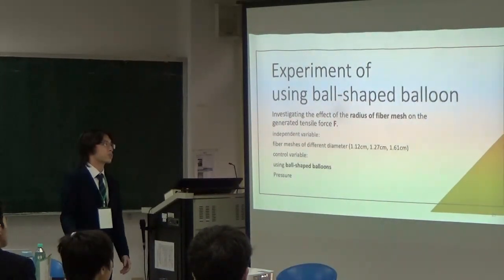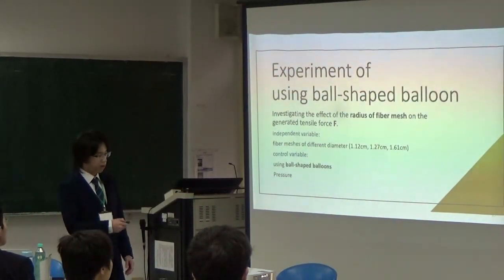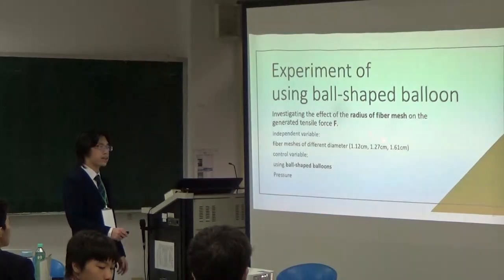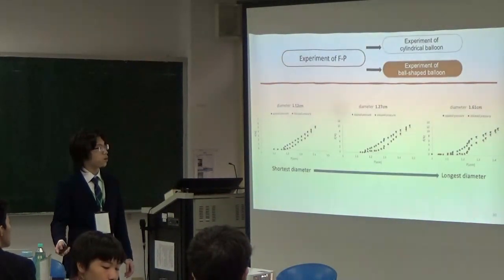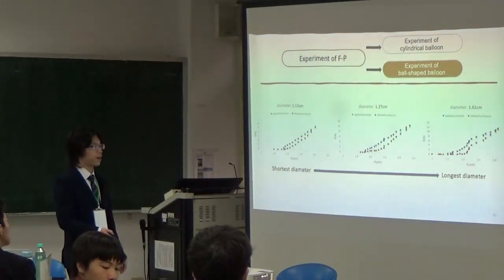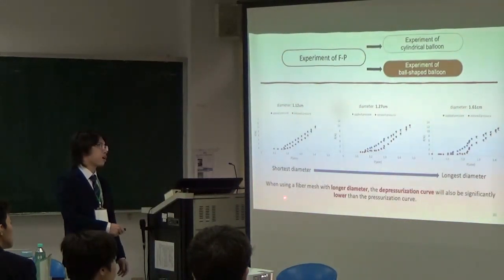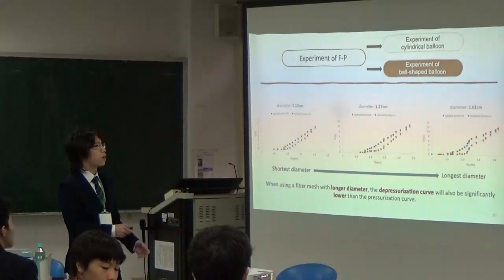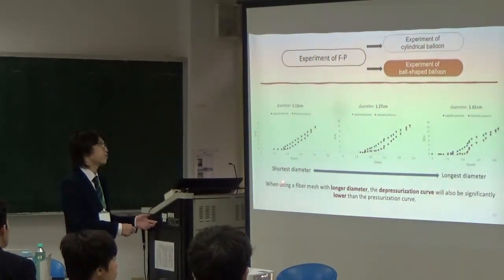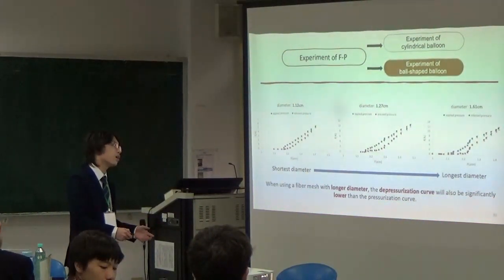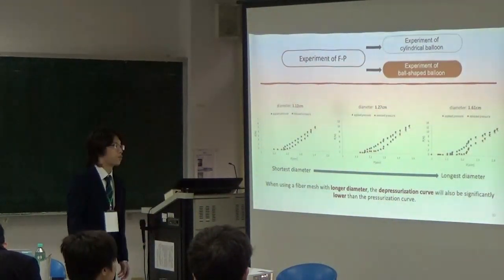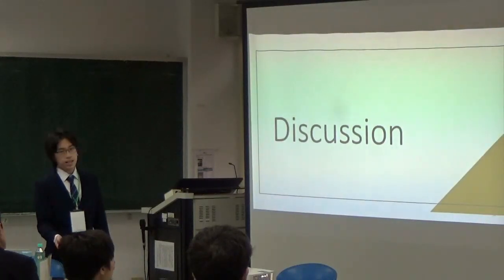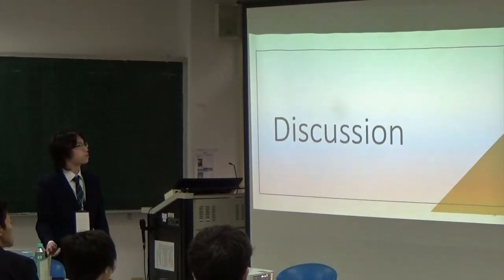Next is the experiment using a ball-shaped balloon, where we also use three kinds of different fiber meshes. So we also have three graphs, with the shortest diameter on the left and the longest on the right. We can also observe that when using a fiber mesh with a longer diameter, the depressurization curve will be significantly lower than the pressurization curve. And the next part is the discussion part.